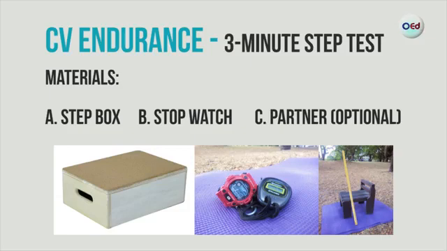First is your step box. If it's not available, you can just look for a 12-inch bench or an available staircase. Second is a stopwatch. If you do not have this, you can just use a regular watch to check for the time of the test. And lastly, a partner is optional to watch over the time while you are performing the test. You can always perform this on your own.